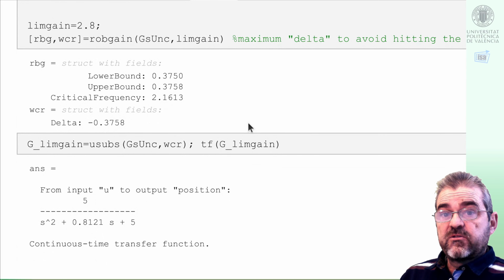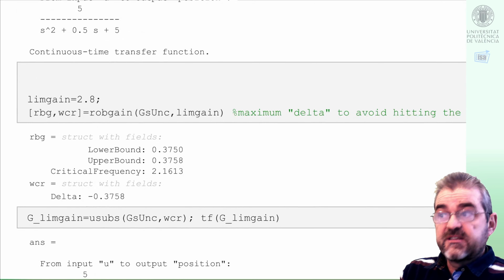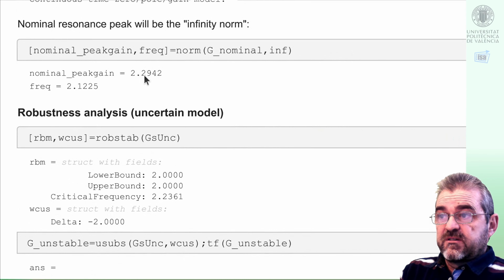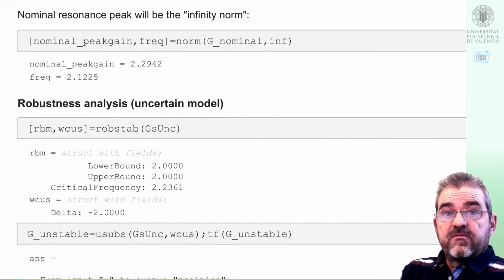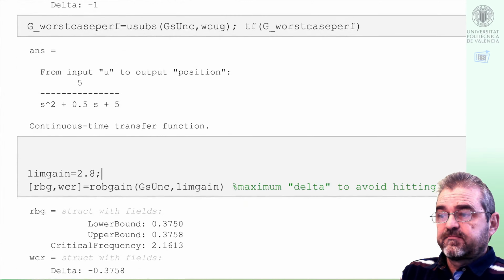And the last command we are going to discuss is the robgain command. This is used if we have a gain limit we don't wish to get above. For instance, imagine that we are designing some kind of suspension, and we wish to have a resonant peak of less than 2.8. Then, as the worst case resonance peak is 4.5, but the nominal is below 2.8, it was 2.3, then for a small enough delta, we will be inside the required limits.